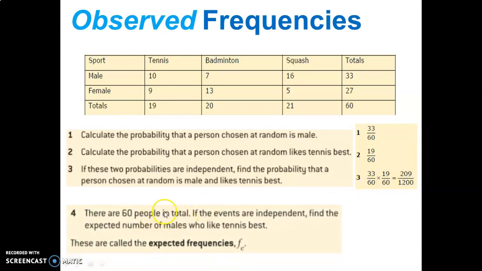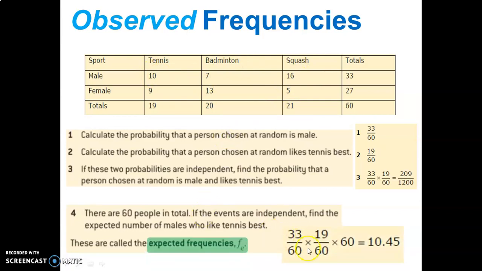Next, there are 60 people in total. So if the events are independent, find the expected number of males who like tennis. We know the number of males who like tennis is 10, but what would be the expected number? Because maybe this is not what would be expected from here.